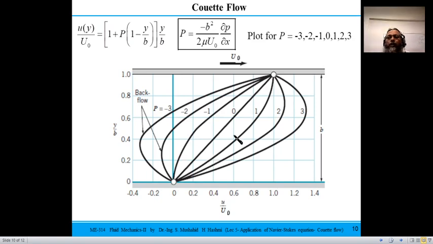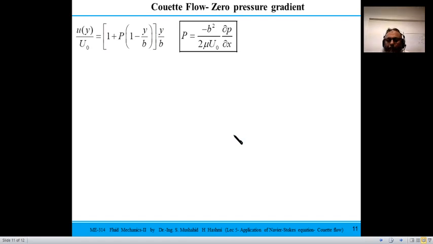So for a simple case like when p is 0, your profile looks very simple, because this term is gone and you only end up with 1 times y over b, which is y over b. So the velocity ratio would be very simple, this dimensionless distance y over b, or velocity would be u naught times this dimensionless distance.